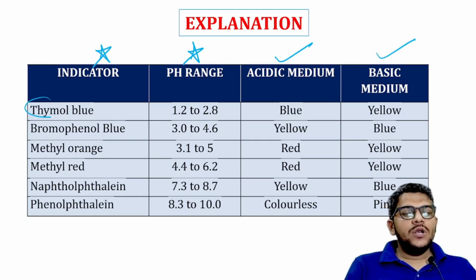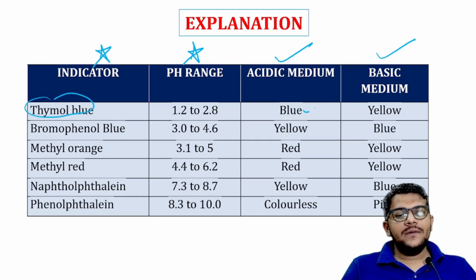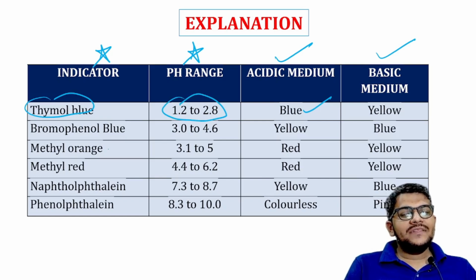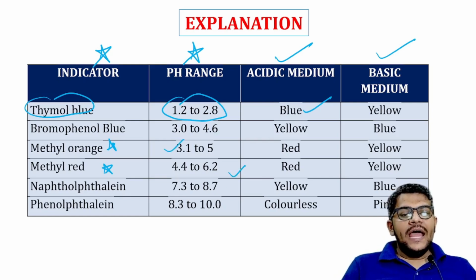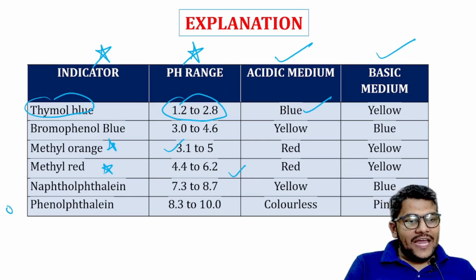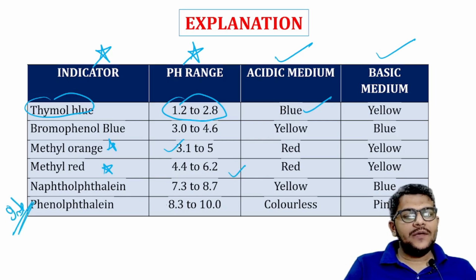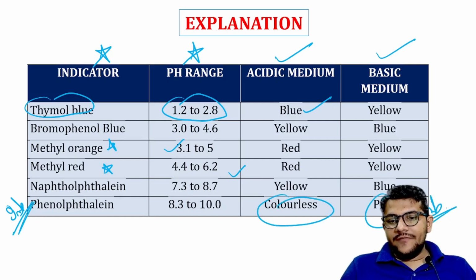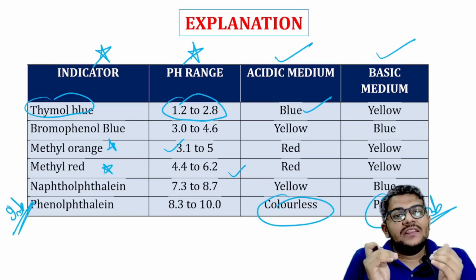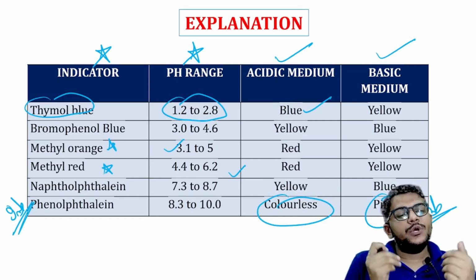So thymol blue gives the blue color in acidic medium, and it has the pH range 1.2 to 2.8. And methyl orange and methyl red basically give their color change in the pH range from 3 to 6. Next, phenolphthalein, very important. It is going to give you colorless in acidic, and pink in the basic medium, very important, and it works in the pH range of 8 to 10.